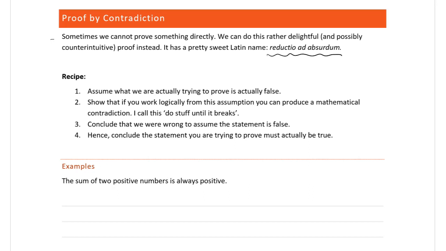by contradiction instead. The recipe to do this is, we're going to assume that what we're actually trying to prove is false. We're going to show that if you work logically from this assumption, you're going to produce something mathematically silly. You're going to produce a mathematical contradiction. I like to call this step, do stuff until it breaks. Then we're going to conclude that we were wrong to assume the statement is false. And then we're going to conclude that the statement we're trying to prove must actually have been true.